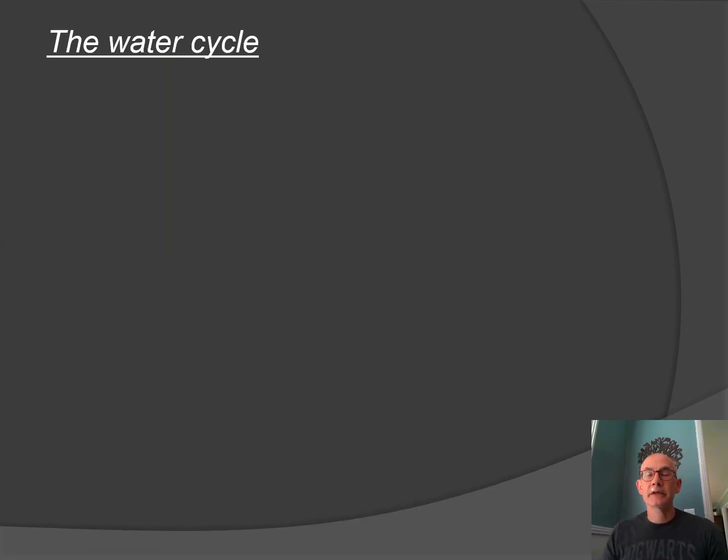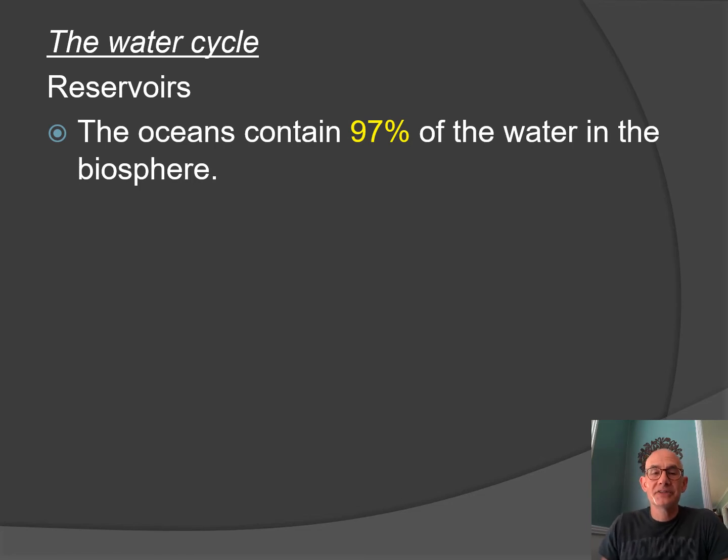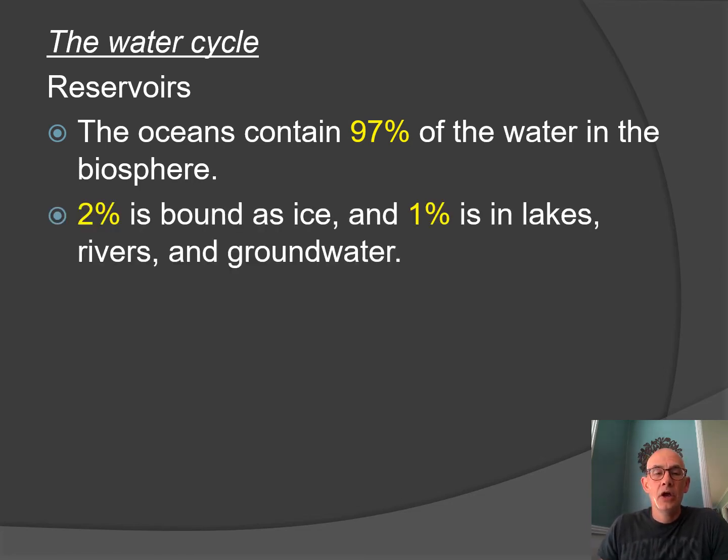Water cycle, very quickly, water evaporates, water precipitates, and that's the water cycle. The water is mainly found in the ocean. 97% of the water on the planet is in the ocean. About 2% is found in the glaciers, 2 to 3%, depending on what numbers you're looking at. But only 1% of the water on the planet is in lakes, rivers, and the groundwater. That's where we get our water.